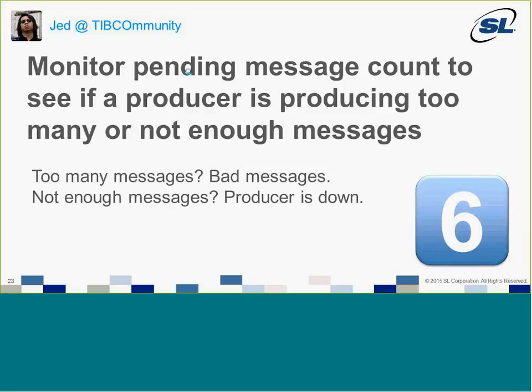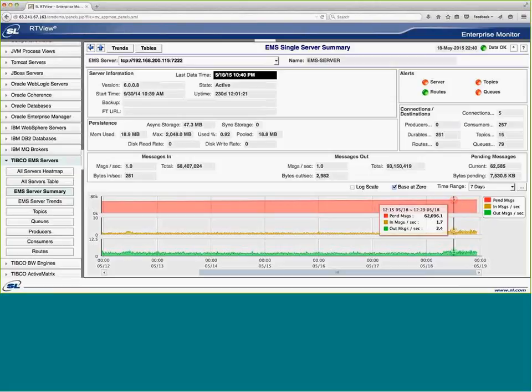Look, the pending message count is probably the most commonly used indicator of issues. It tells us whether there are too many messages, or whether there are some bad messages causing a consumption issue. If you're putting in pending messages and you don't get them out, it indicates that a producer is having an issue.